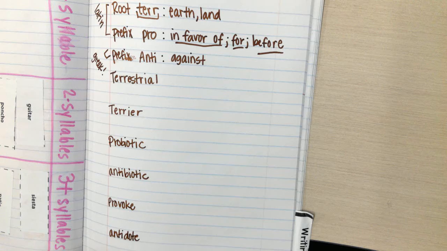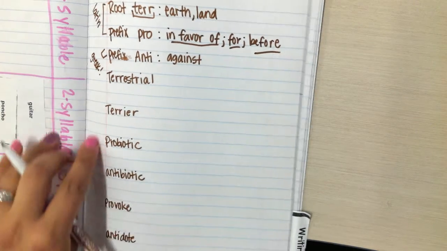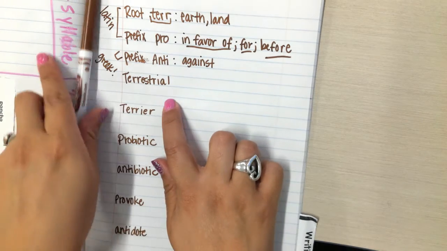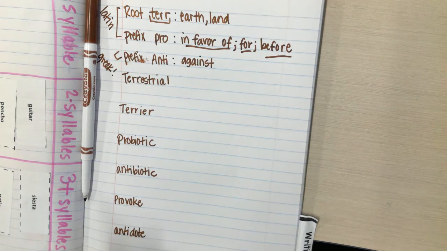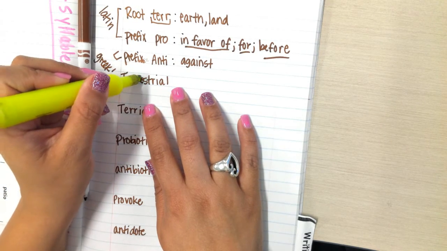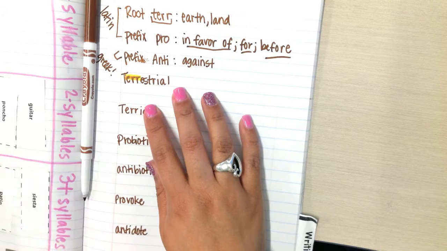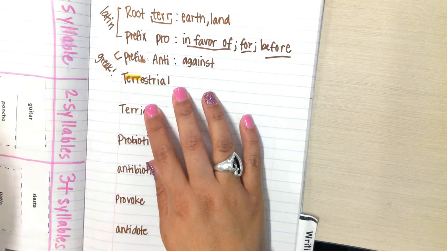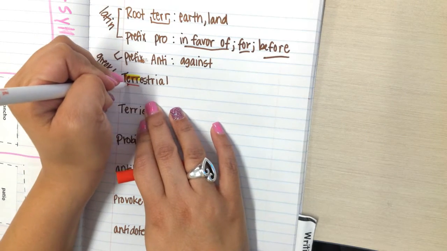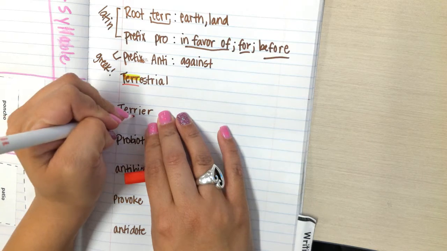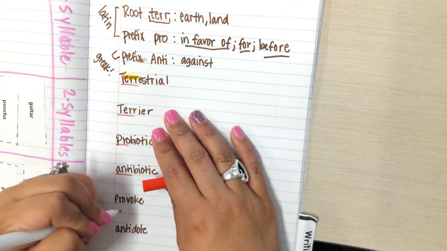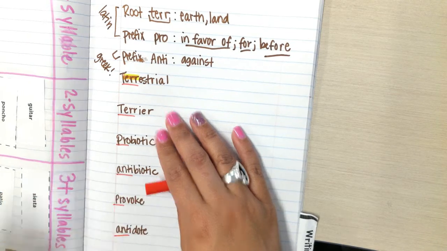Okay, so based on these meanings here, well, first let's use our highlighter. You're going to need a highlighter and you're going to highlight, whoops, maybe underline because I don't want it to smear. You're going to underline the root or the prefix. So there's terr, there's terr again, there's pro, there's anti, there's pro, and there's anti.